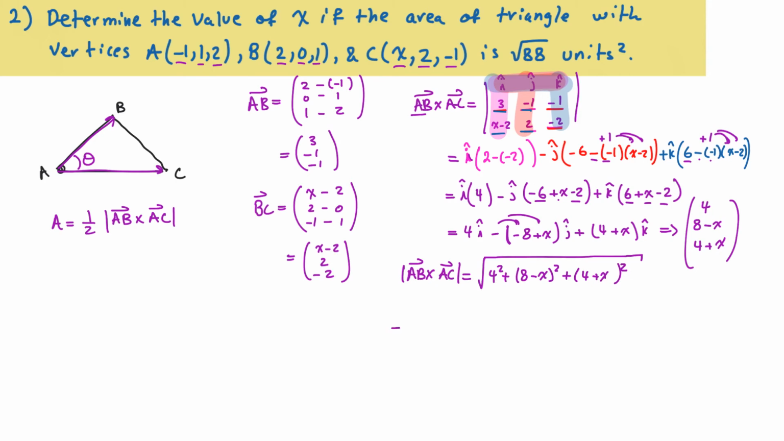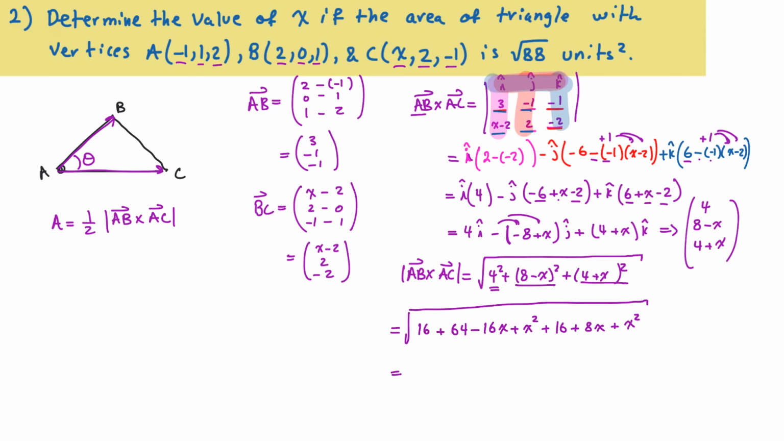Okay, I'm going to put the equal sign here, and we're going to do an expansion there. 4 squared is 16, plus 8 minus x all squared is going to be 64 minus 16x plus x squared, plus 4 plus x squared is going to be 4 squared, which is 16, plus 2 times 4 times x, which is 8x, plus x squared, which is x squared.